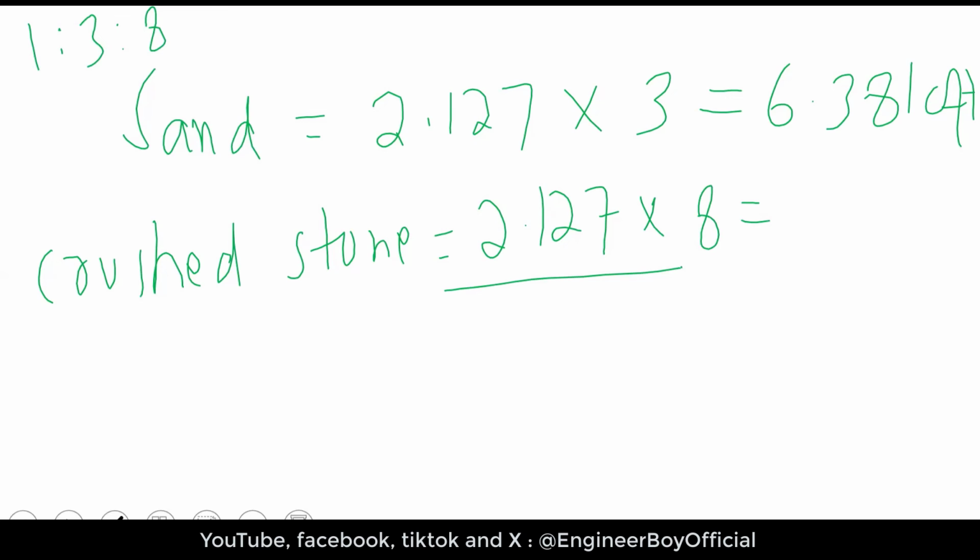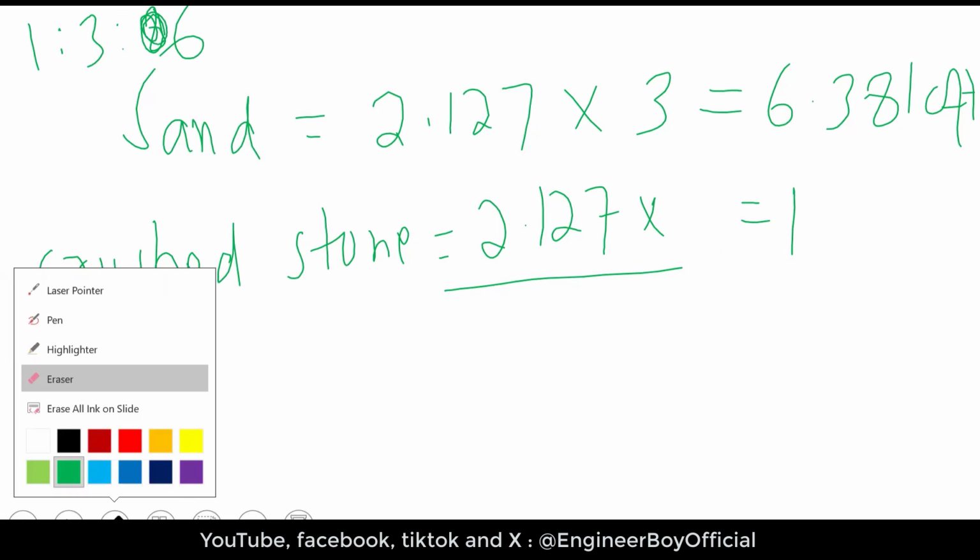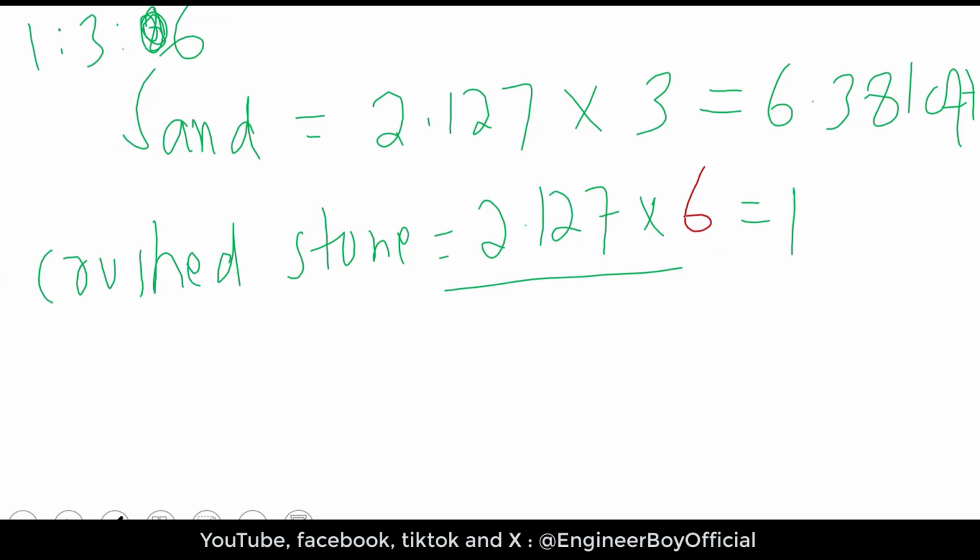So we must have maybe 17. Yes, sir, 136 ratio. Okay, we have 136. That's good. We have 136, so we will put 3 over here. We have 6 here, okay?